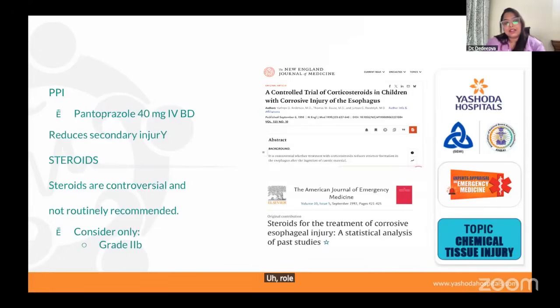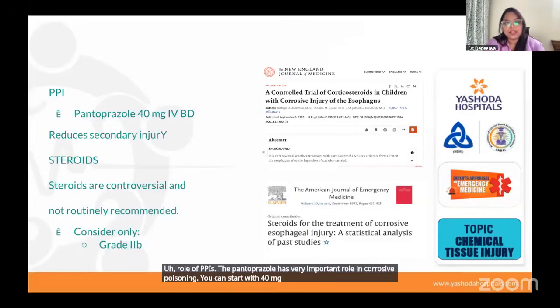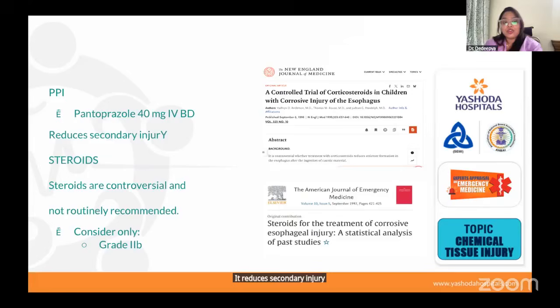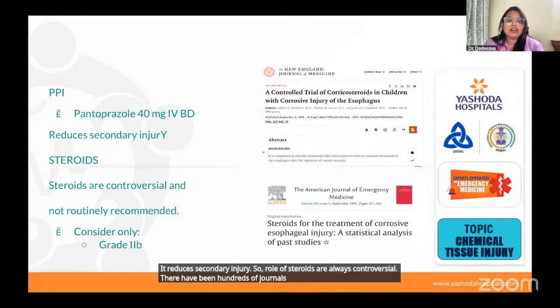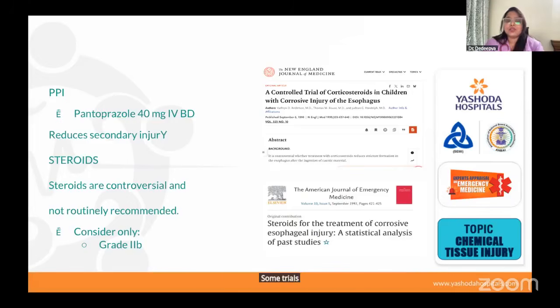Role of PPIs. Pantoprazole has a very important role in corrosive poisoning. You can start with 40 mg IV BD. You can double the dose. If it's still not reducing, you can start a pantoprazole infusion. It reduces secondary injury. The role of steroids is always controversial. There have been hundreds of journals and articles saying they're routinely not indicated. They're not showing any beneficial role in either pediatrics or adults. Some trials say that it is only considered in grade 2 injuries.